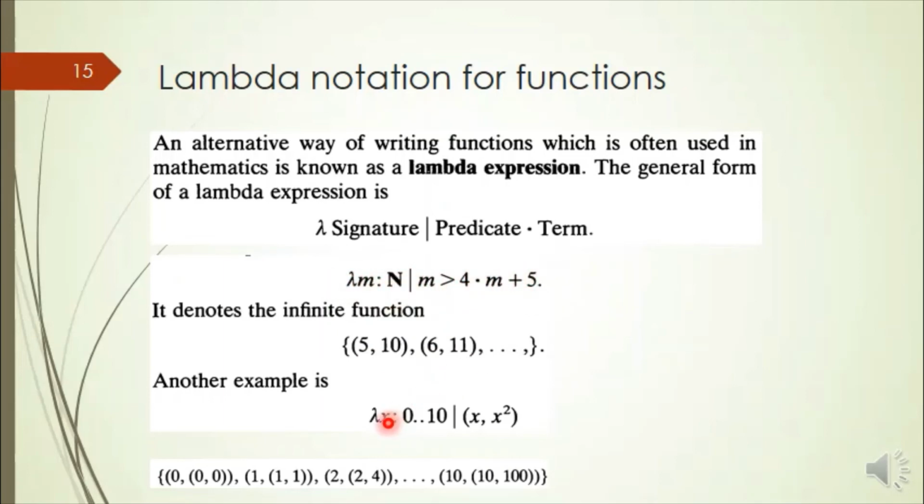Similarly, you can see another example where a variable x is declared on a domain set of non-negative integers from 0 to 10, and there is no constraint on domain elements, and your output would be in the form of ordered pairs, where the first element of each ordered pair would be your input value, and the second element of your ordered pair would be the square of that input value. So the function in the form of enumeration can be seen in that way.